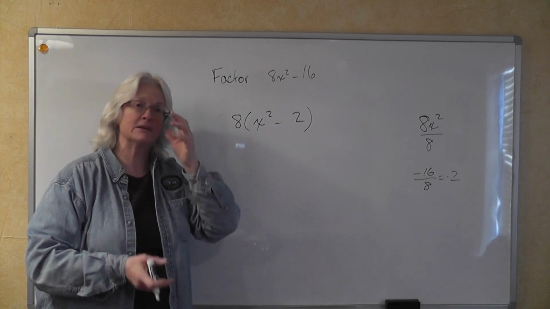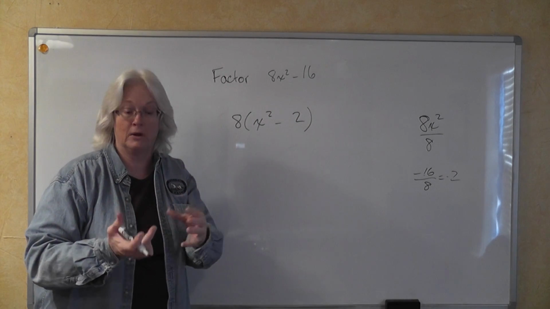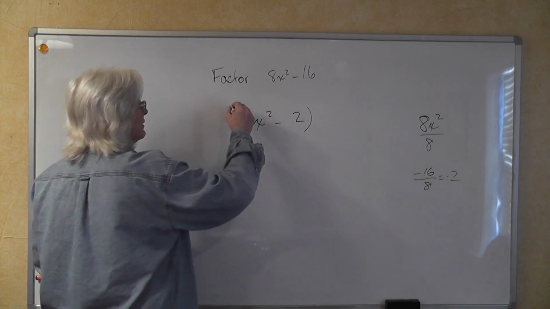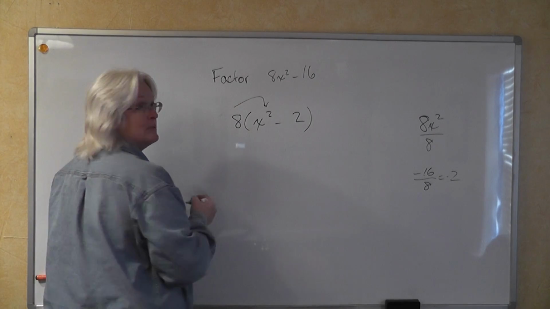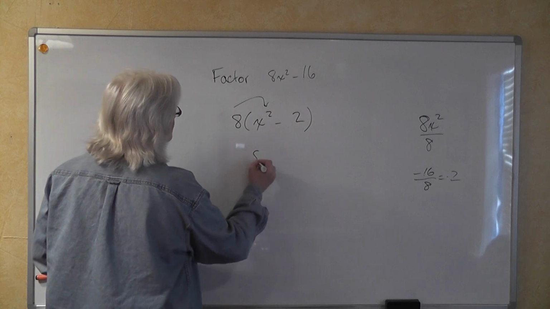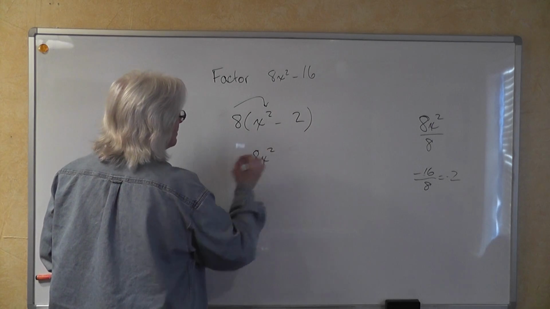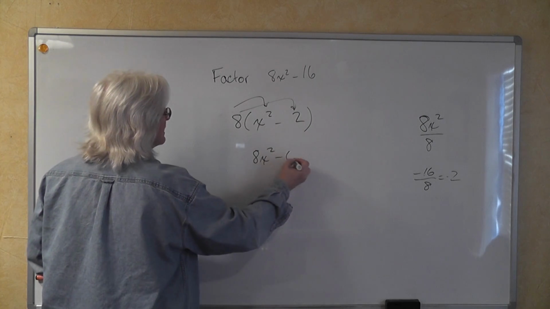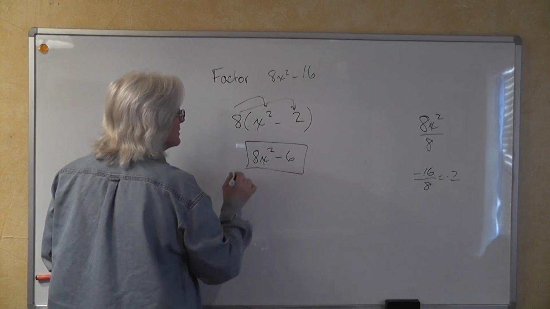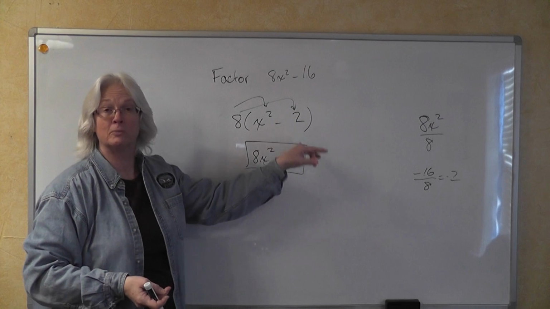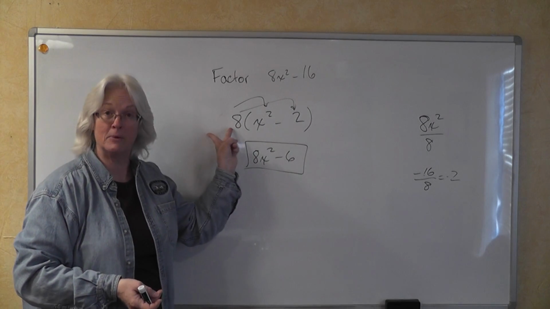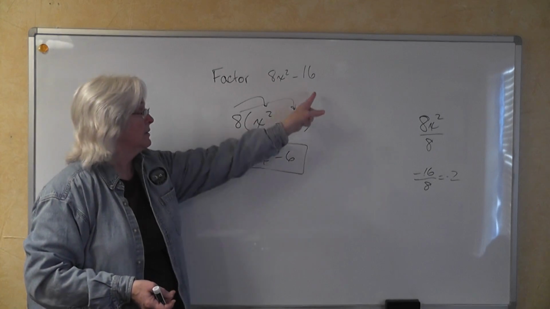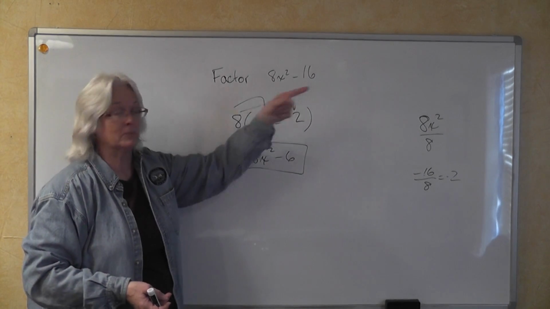Remember, I just said that this is like doing the distributive property in reverse. How are we going to check this? We're going to use the distributive property. What is 8 times x squared? 8 times x squared is 8x squared. What is 8 times a negative 2? It's a negative 16. So when we multiply back our common monomial factor against what we have remaining, we end up with our original problem.